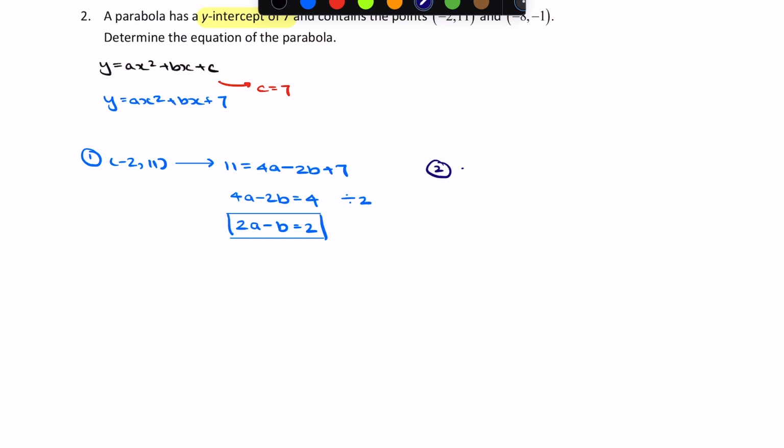Our second equation, if we sub in -8 and -1, will be -1 is equal to 64a minus 8b plus 7. Move the 7 over, we get negative 8 is equal to 64a minus 8b. Here we'll divide everything by 8. We get 8a minus b is equal to negative 1.